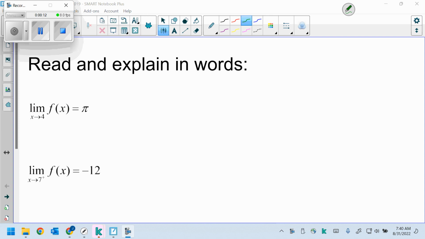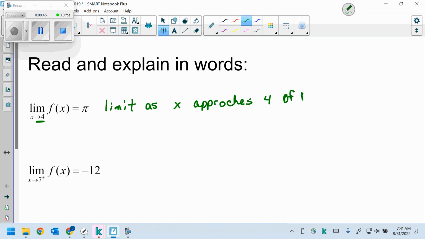So if I were to state this in words, I would say the limit as x approaches, and that's an important thing about limits, is that the x value is only getting close to 4. The limit as x approaches 4 of f of x is pi. Okay, so that's how I'd read that.